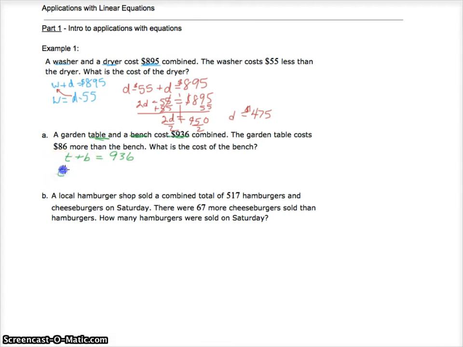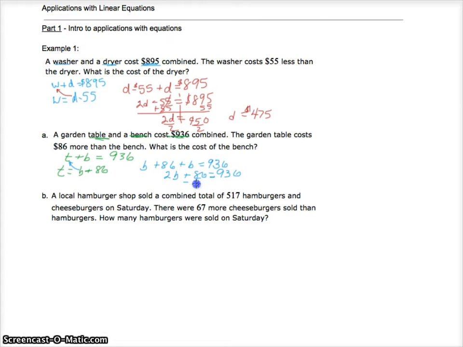We also know that the table costs $86 more than the bench. So table is bench plus 86. Now I can rewrite my equation. I'm going to substitute the value of the table into the equation as bench plus 86. So I'll have bench plus 86 plus bench again equals 936. This simplifies to 2b plus 86 equals 936.